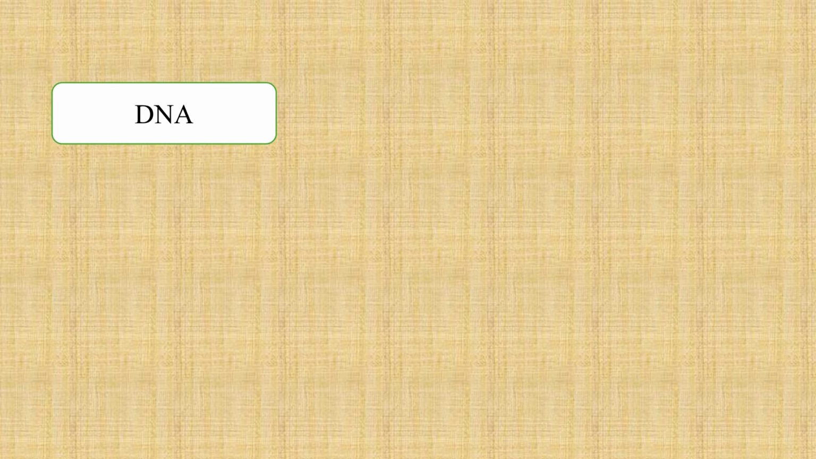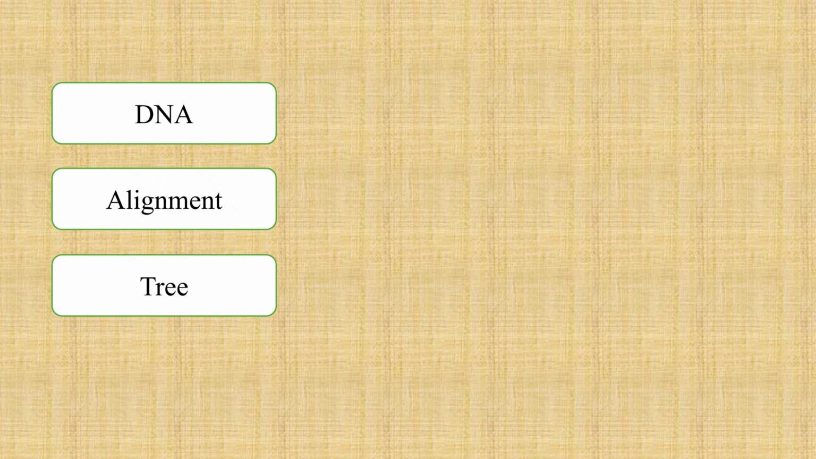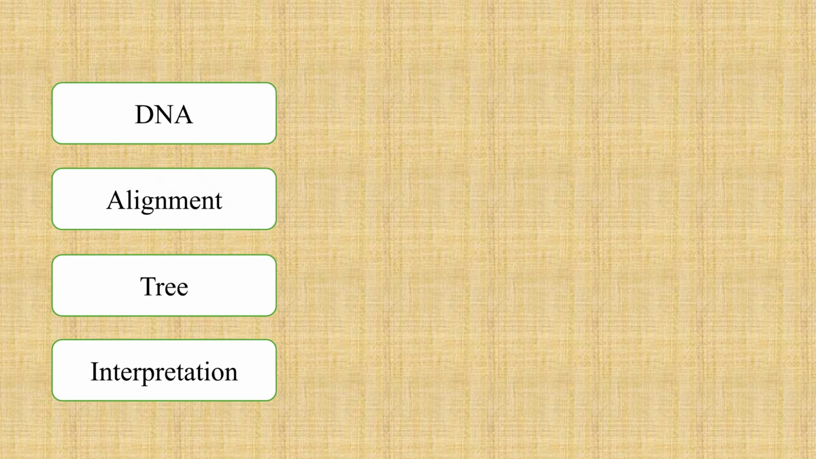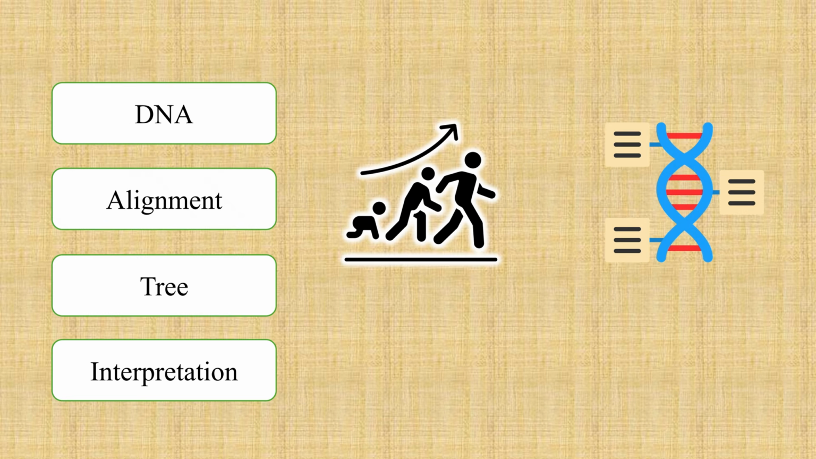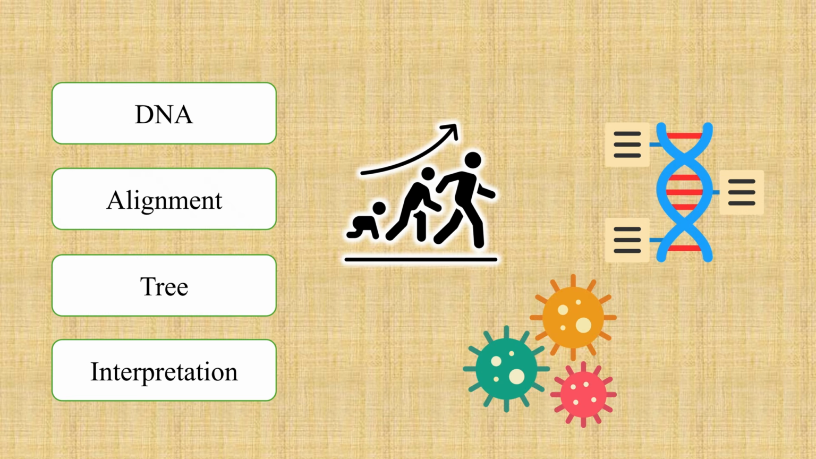Phylogenetic analysis is the process of using molecular sequence data such as DNA, RNA, or proteins, and aligning it to reconstruct these evolutionary relationships, which can then be interpreted. This approach is widely used in evolutionary biology, public health, genomics, and even conservation. With this foundation in place, we'll move into MEGA12 and build our phylogenetic tree step by step.